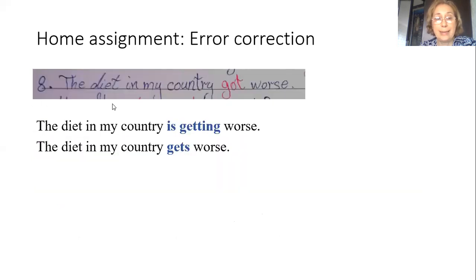One more sentence: the diet in my country got worse. If we use past simple, it means we should show when it happened, and there is no information about this. So there are two possible options here. The diet in my country is getting worse, which is better because it's in the process, or the diet in my country gets worse every day. So these are the correct options.